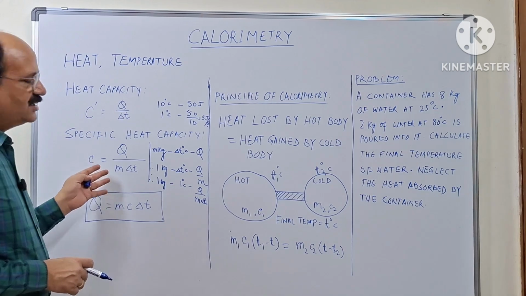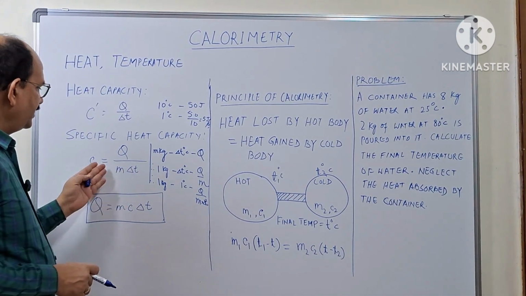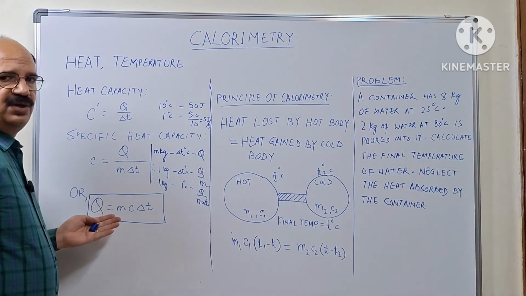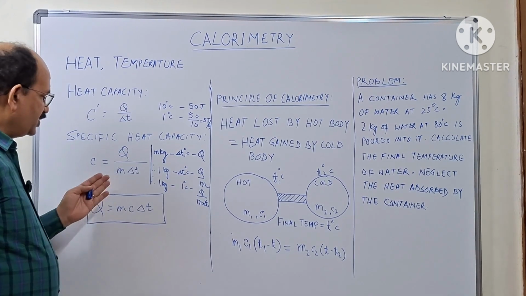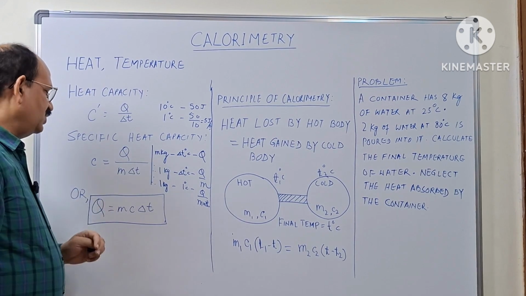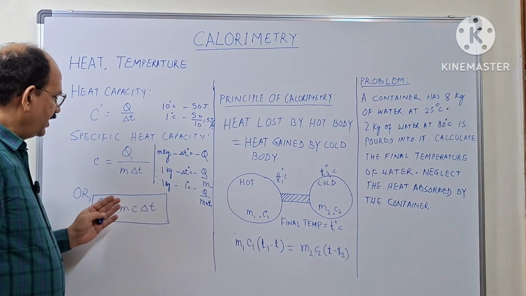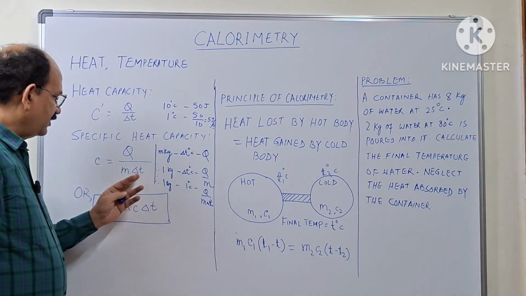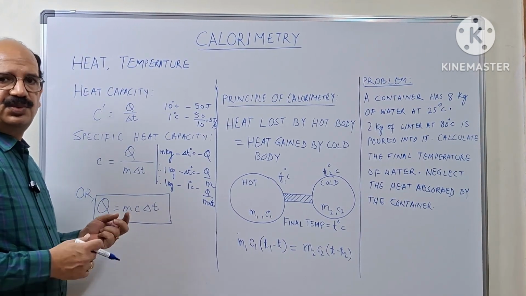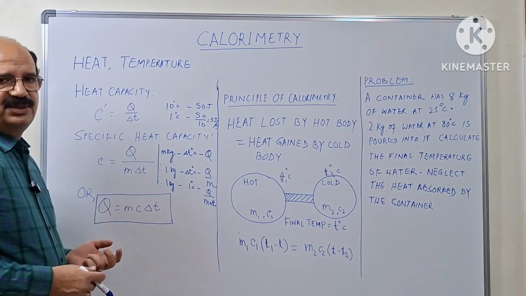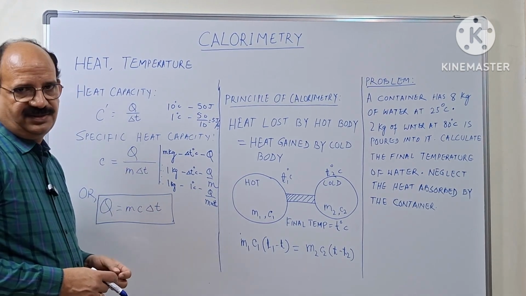Now, basis the definition of a specific heat capacity, it is just a rearrangement of this equation, and then you can very easily find out that the heat required to change the temperature of m kg of mass by delta T degree Celsius, it will be m times C times delta T. So this is the equation used to find the heat required to change the temperature of m kg of mass by delta T degree Celsius.